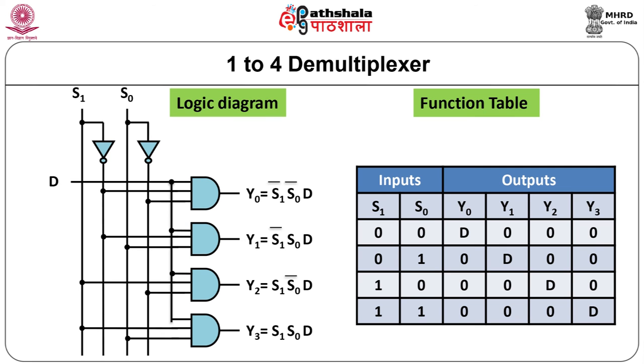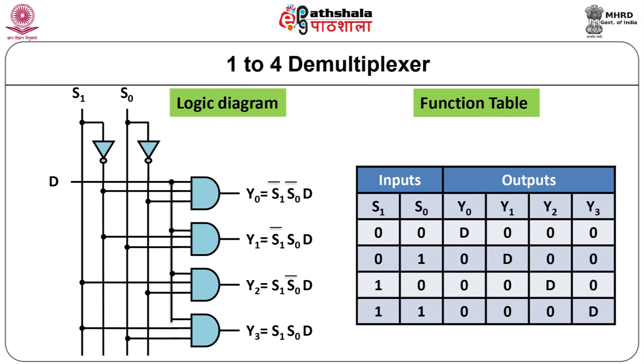Let us now consider the logic symbol as well as the logic diagram for the 1 to 4 demultiplexer. We can obviously derive the logic diagram from the function table. As you can see, there are 4 outputs. Let us write the Boolean expression for each output. Y0 is a product of 3 terms. So, naturally, we have to use 4 AND gates.